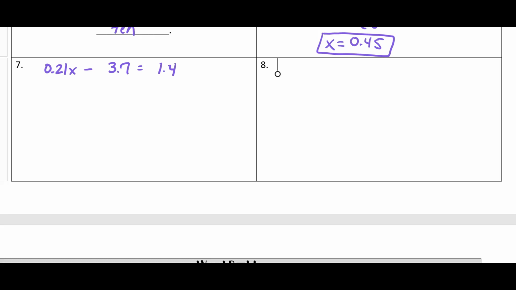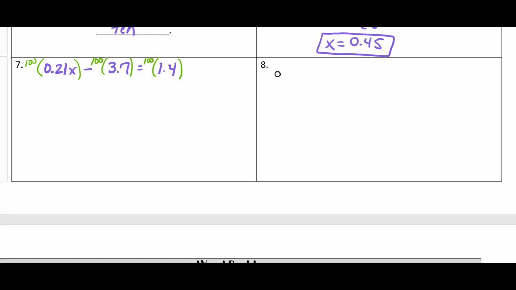So if we multiply by 10, we're still going to have a decimal on this first thing here. So what we need to do is multiply by the biggest multiple of 10. So in this case, it's going to be 100. So we're going to multiply every single term by 100.